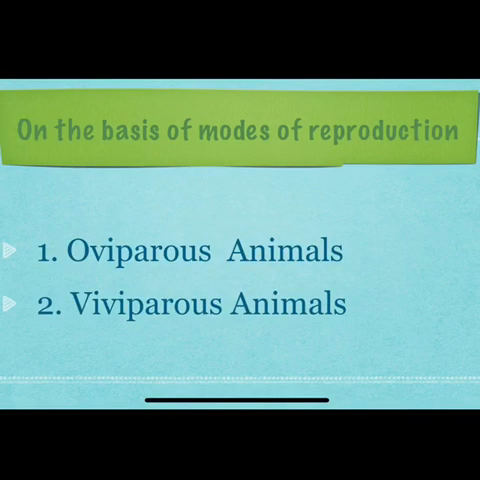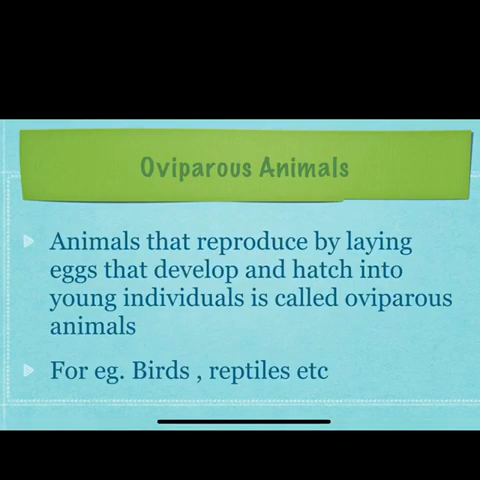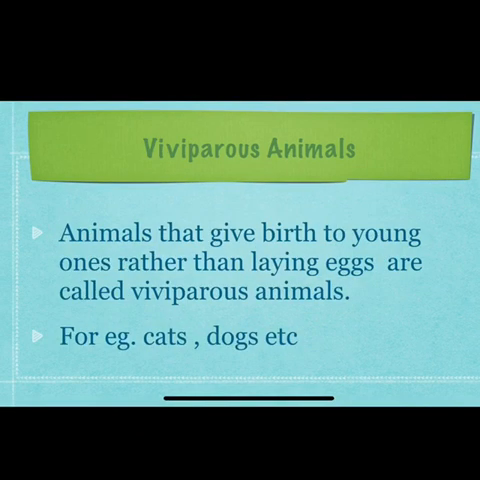Third is on the basis of modes of reproduction. First, oviparous animals and second, viviparous animals. So let's see what are oviparous animals. Animals that reproduce by laying eggs that develop and hatch into young individuals are called oviparous animals. For example, birds, reptiles, etc. Viviparous animals: animals that give birth to young ones rather than laying eggs are called viviparous animals. For example, cats, dogs, etc.